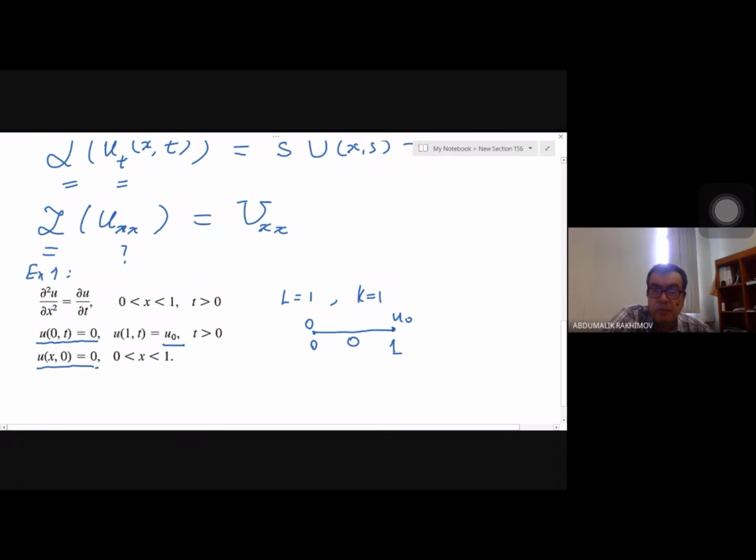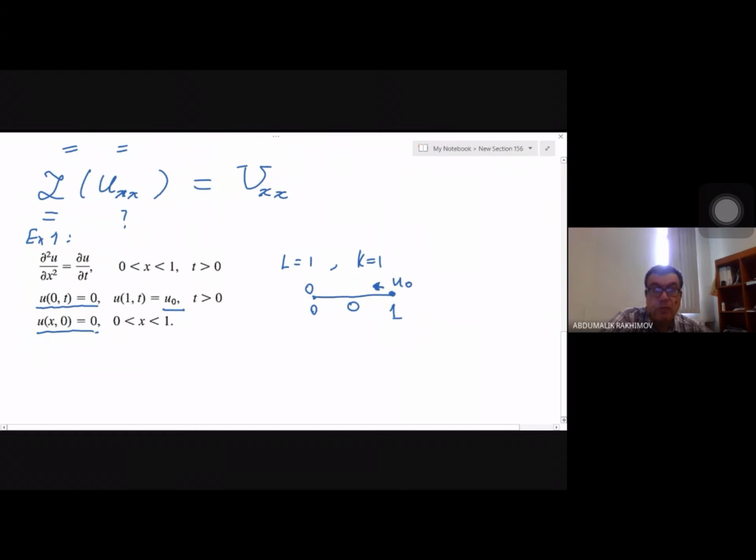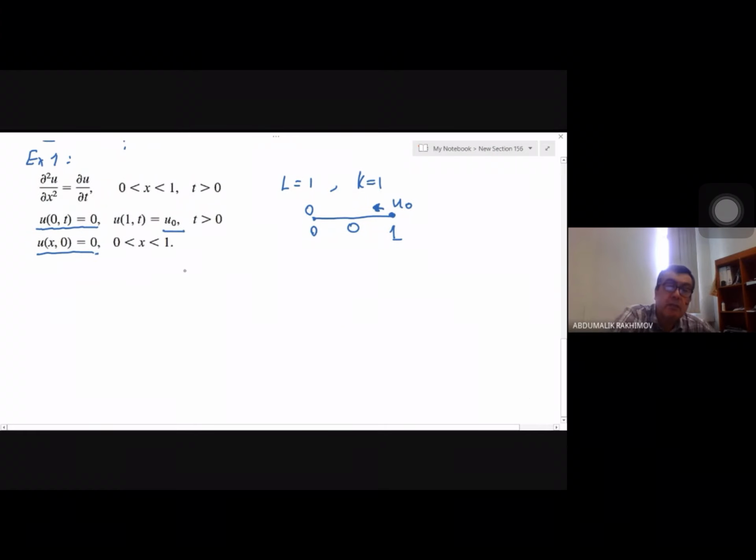Then what will happen is, if U0 is different from 0, then heat will start to move in this direction. It is about heating of the rod from the right-hand end. We can call this problem like this. In mathematical language, we call it a heat conduction problem with non-homogeneous boundary condition.